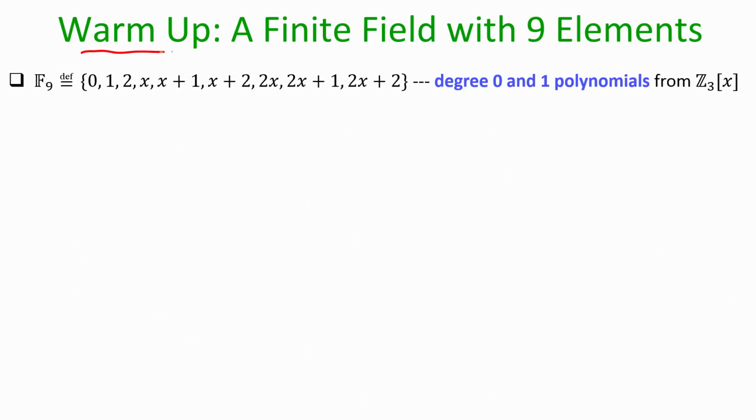So, let us do some warm up and see how exactly we construct finite fields. We will see a construction of a finite field with 9 elements. I denote the set F9, which is the collection of polynomials of degree 0 and degree 1, where the coefficients are from Z3, and remember Z3 is the set {0, 1, 2}.